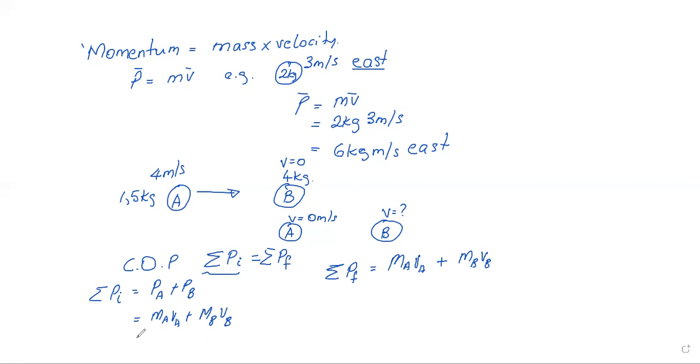Now let's see here. The mass of body A is 1.5, and the velocity of body A is 4 meters per second. Here, the velocity of body B was 0. So plus 0, this will give us 6 kilogram meter per second.